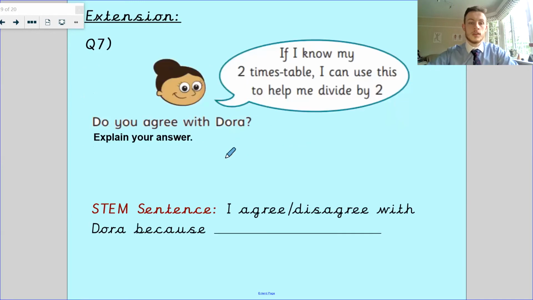How many groups? Extension. If I know my 2 times table, I can use this to help me divide by 2. Do you agree with Dora? I agree or disagree with Dora because I know my 2 times table, so that's going to help me to divide by 2. Is she correct? Yes or no? I agree, I disagree. Thank you very much, Da Vinci. I'll see you in the next video.